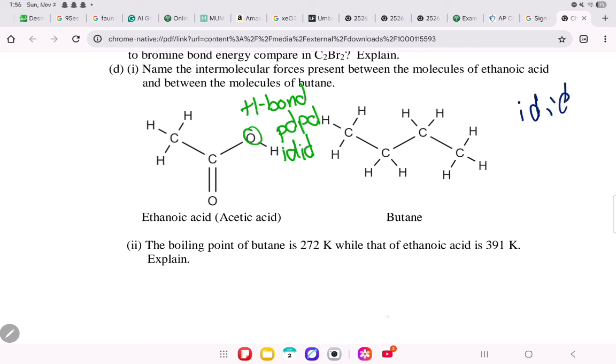Now, what did they tell us? They told us that the boiling point of butane is this much, whereas ethanoic acid is this much. Explain. We know that the boiling point of the acid is higher, so the sum of the intermolecular forces of ethanoic acid is greater than the sum of intermolecular forces of butane, right? So this can be explained due to the presence of hydrogen bonds and PD-PD, whereas butane only has ID-ID.